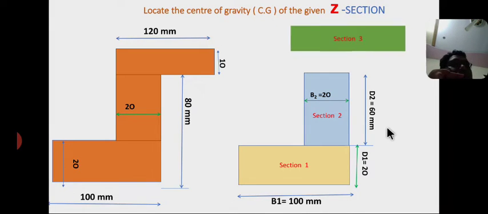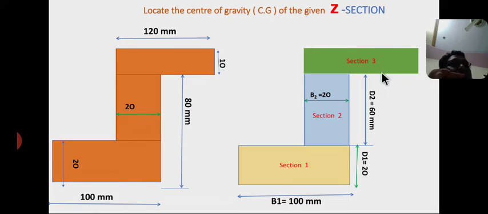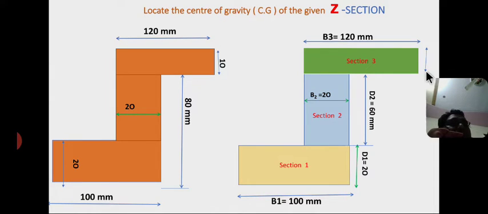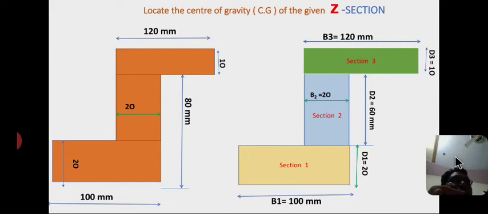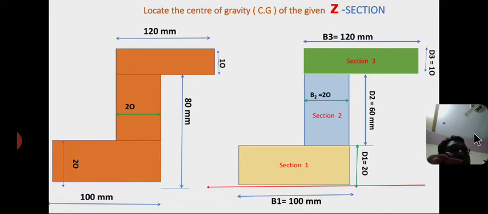Now this is the third section and the dimensions are base 3, b3 equal to 120 mm, and depth d3 equal to 10 mm. So these are the dimensions. Now I am considering the reference axes: the x-axis at the bottom edge and the y-axis at the left side edge. Now O is the origin.